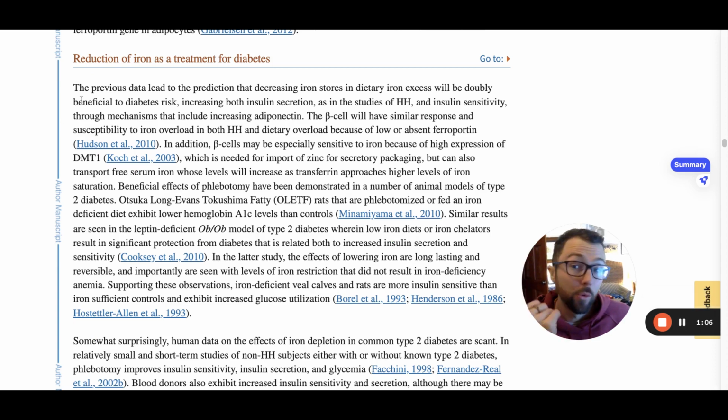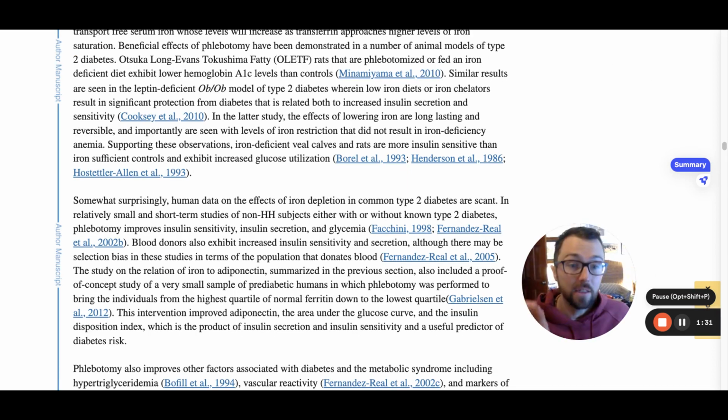And this section here, the reduction of iron as a treatment for diabetes, goes through a number of studies in both animals and humans looking at the use of phlebotomy, offloading large amounts of blood in order to decrease iron levels and improve beta cell regeneration as well as insulin sensitivity. And while there are studies showing humans donating blood can help them better manage their glucose, it's worth noting that somewhat surprisingly, human data on the effects of iron depletion in common type 2 diabetes are scant.